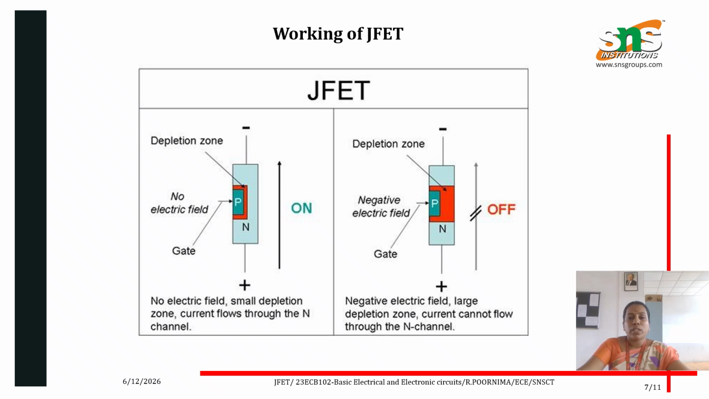Working of JFET: it normally operates in depletion mode. When no electric field is applied, it is normally on. When a negative electric field is applied to the gate terminal, it changes the width of the depletion layer and the current flow is modified.